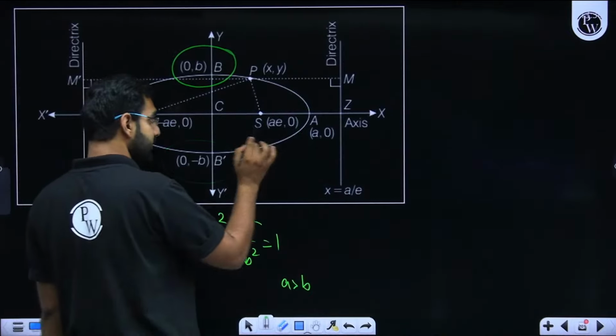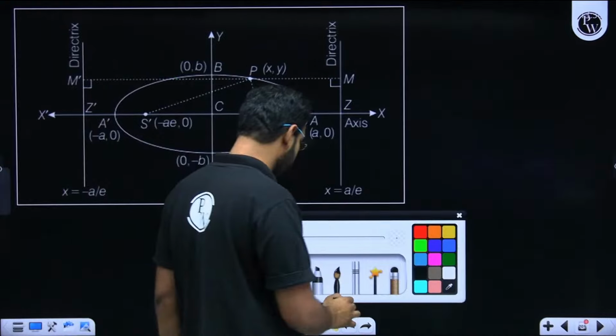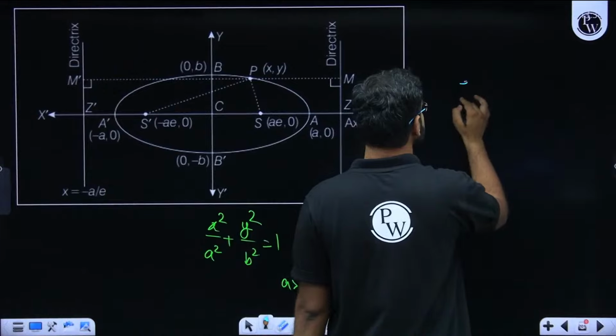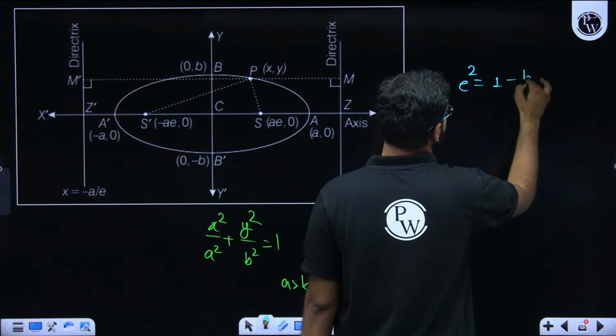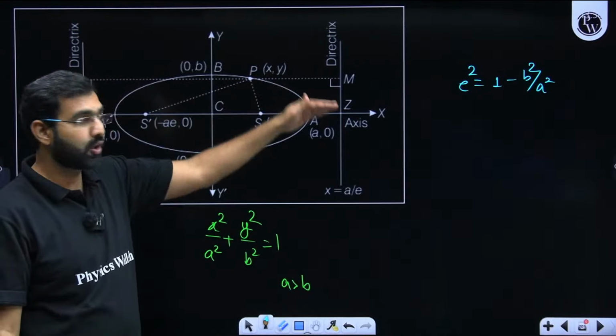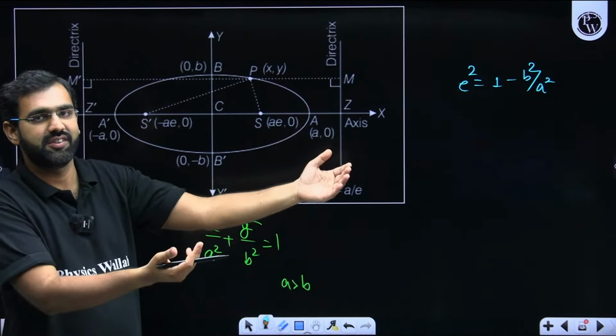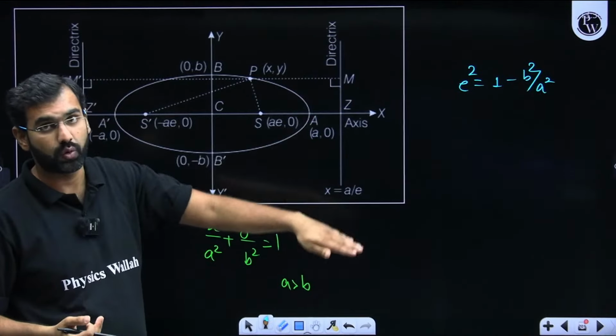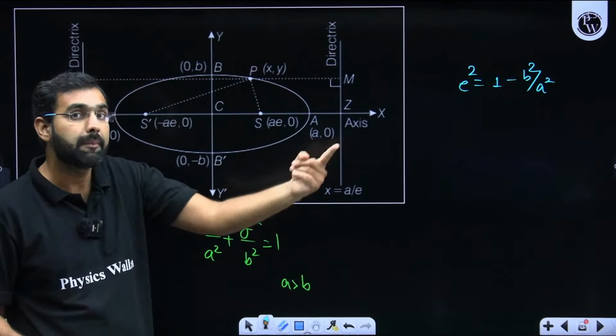So eccentricity is e. I hope you remember, for ellipse, eccentricity is given by e square equals 1 minus b square by a square, because b is less than a, smaller upon greater. Ellipse has eccentricity less than 1. So it is 1 minus b square by a square. For hyperbola, it will be 1 plus b square by a square.